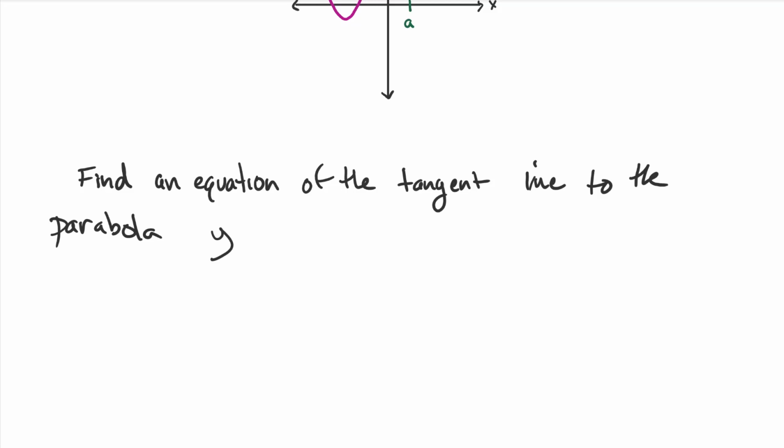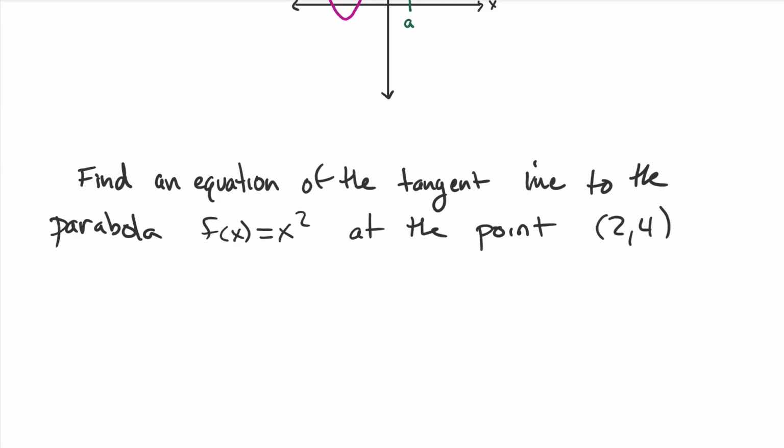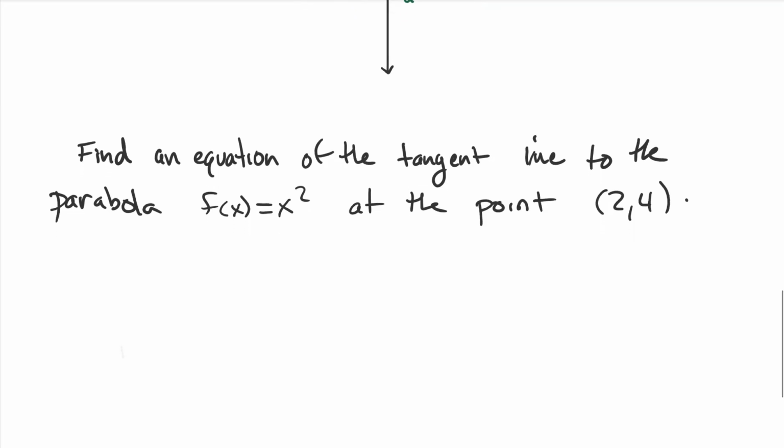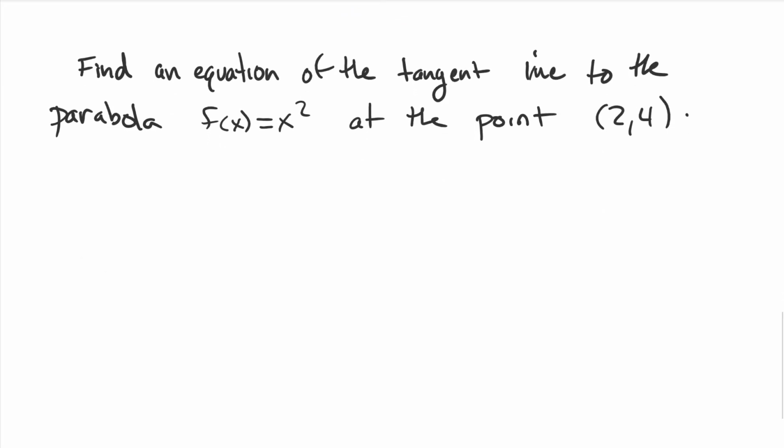Let's call it f of x equals x squared, at the point, let's call it (2, 4). So we want to find an equation of the tangent line to the parabola f of x equals x squared at the point (2, 4).